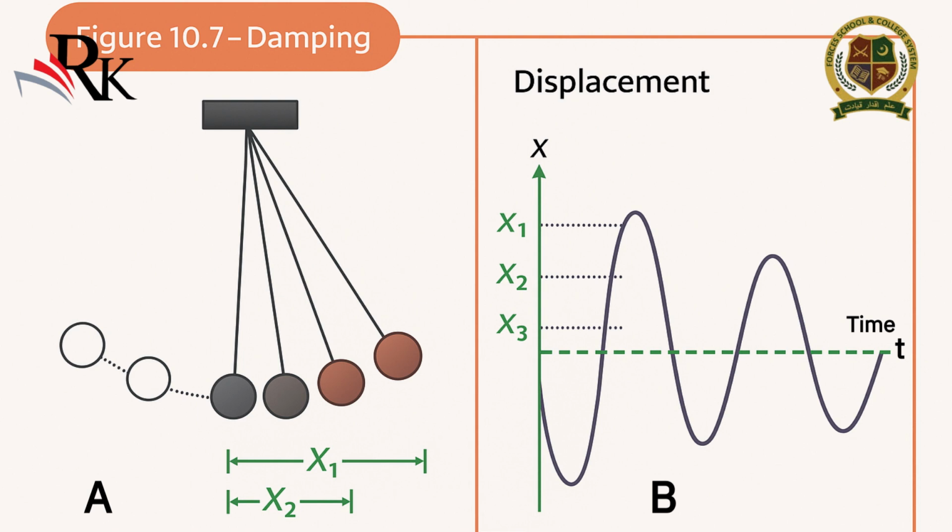Time period and frequency. Time period, T: time to complete one oscillation. Frequency, f: number of oscillations in 1 second. So, frequency is the reciprocal of time period. For example, if a pendulum completes 2 swings in 1 second, its frequency is 2 Hz.